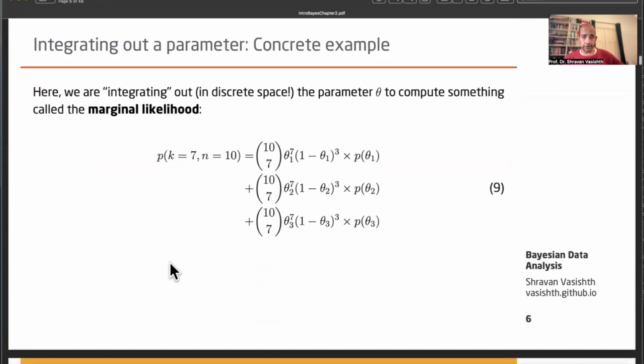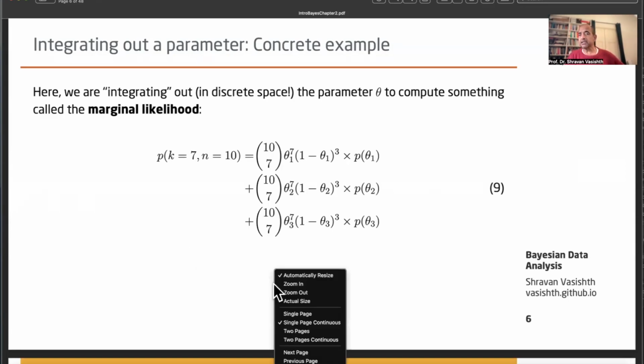And so what we're going to do is take the likelihood function. We're going to take the first value of theta and plug it into the likelihood function and multiply that with the probability of that particular value of theta, and do that for all the three values and sum up the result, right? So what we are basically doing is computing something called the marginal likelihood, right? And this is exactly the same thing as integrating out the parameter. So we're computing a weighted sum of the likelihood weighted by the probability of each of the possible values. Now, this is the discrete case.